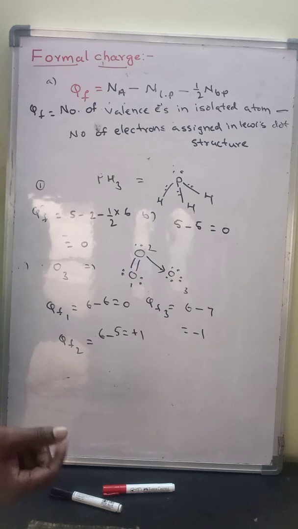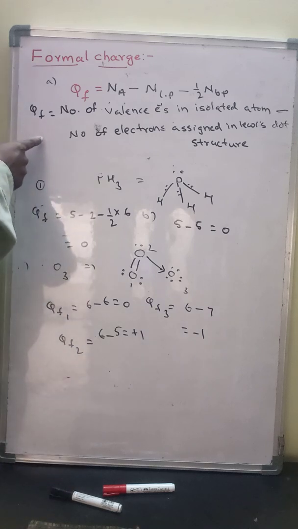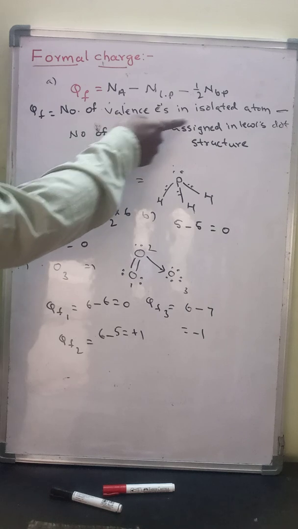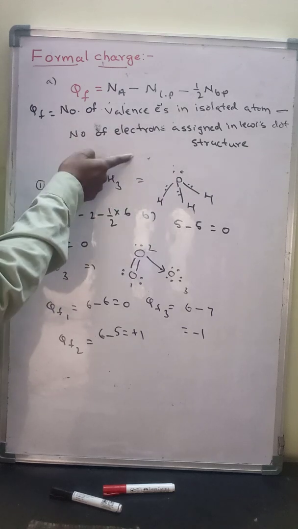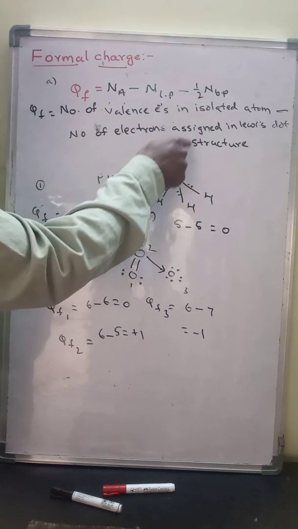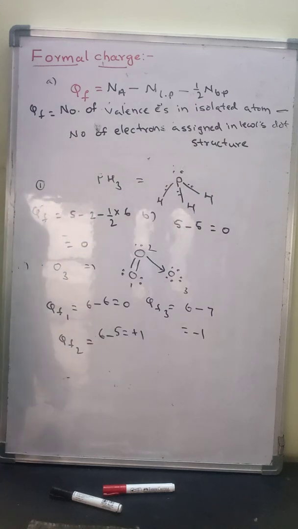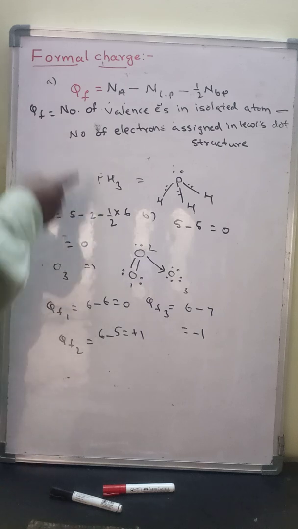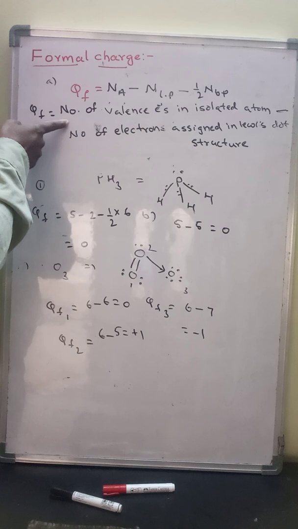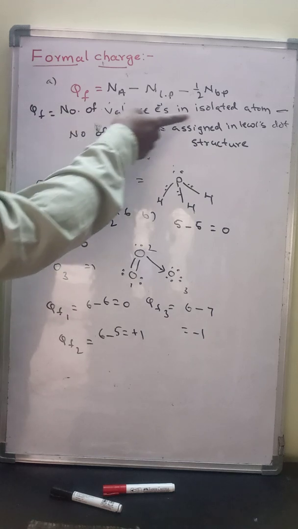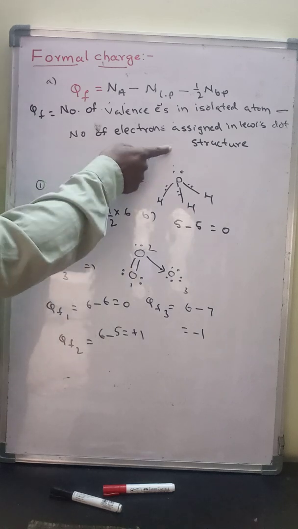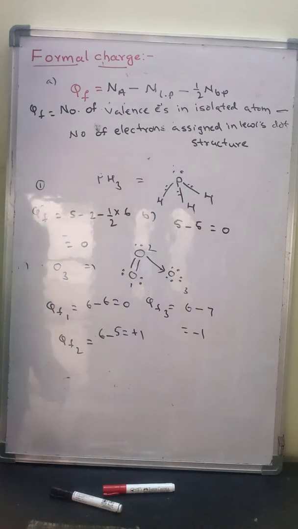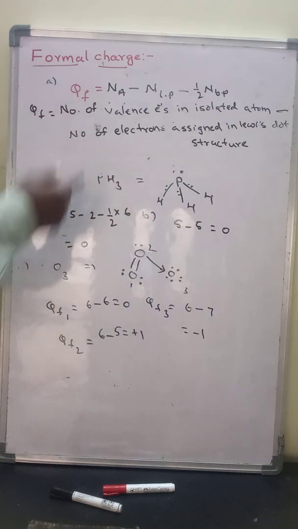Another easy formula is also there. What is the formula? Number of valence electrons in the isolated atom minus the number of electrons assigned to that atom in the Lewis dot structure. So like this we can calculate formal charge. Students, listen here, I will repeat the formula once more: number of valence electrons in the isolated atom minus number of electrons assigned to that atom in the Lewis dot structure. So we can use any formula.